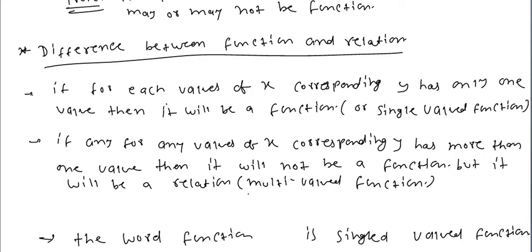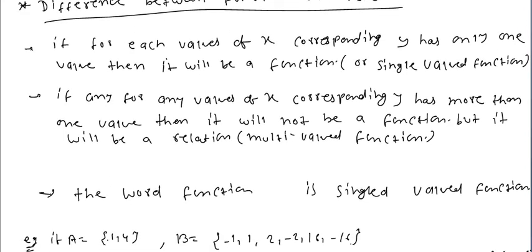Just check whether it is a function or a relation. If you put one value of x and you are getting more than one value of y, then it will not be a function. If you are putting only one value of x and getting only one value of y, then it is the definition of a function. So you understood the difference between relation and function. For every value of x where you get only one value of y, it is a function, and for every value of x where you get more than one value of y, it is a relation. Now consider an example; here the word function means single valued function.